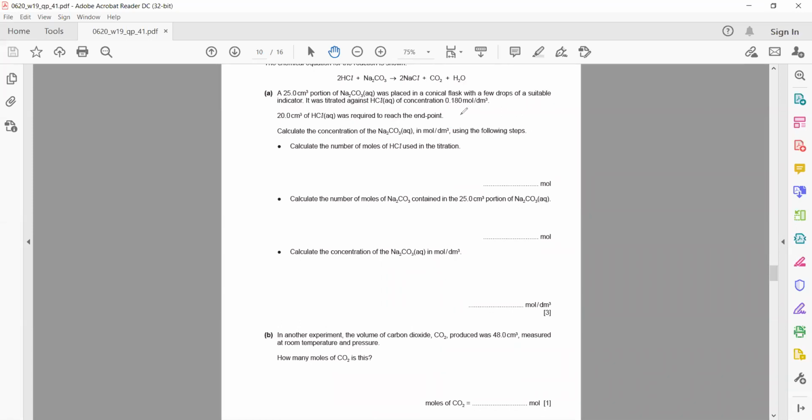So we know the concentration, we know the volume. So what is the formula to get the moles? Moles equal concentration multiplied by volume in dm cube. The concentration is 0.18 and the volume is 20 divided by 1000, so 0.02. What is the answer for this? 0.0036.